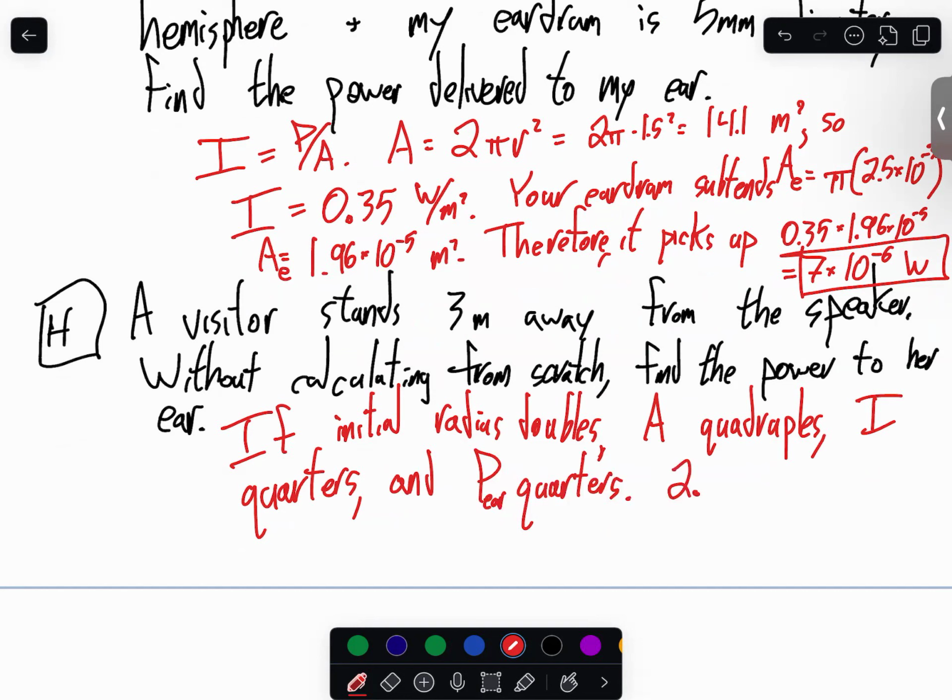8 divided by, 7 divided by 8 is 2.875? No. Quarters, for God's sake.